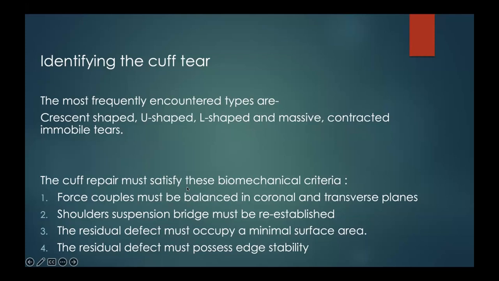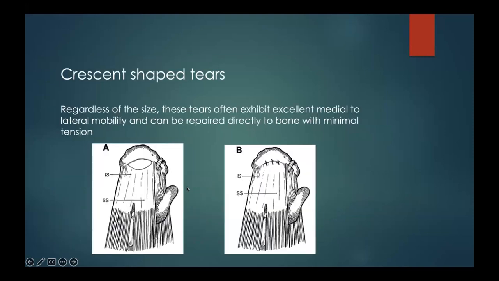The cuff repair must satisfy these biomechanical criteria. Force couples must be balanced in the coronal and transverse planes. The shoulder suspension bridge must be re-established. The residual defect must occupy a minimal surface area. The residual defect must possess edge stability.